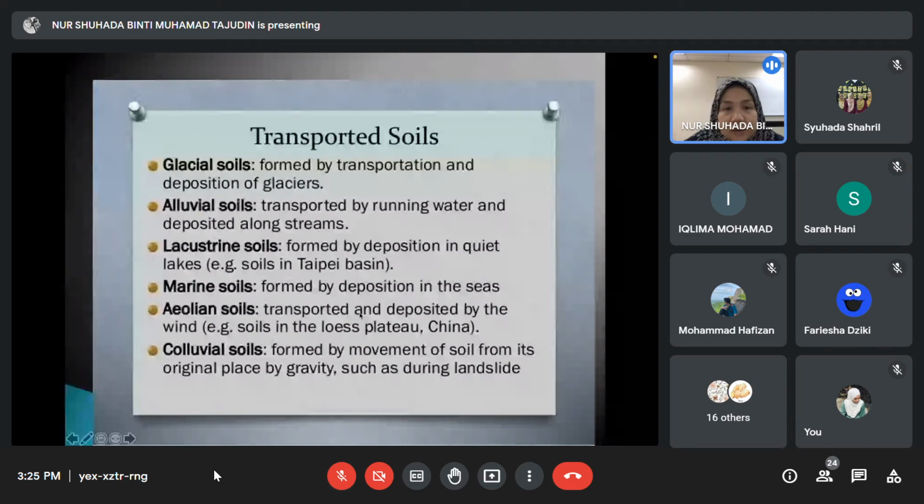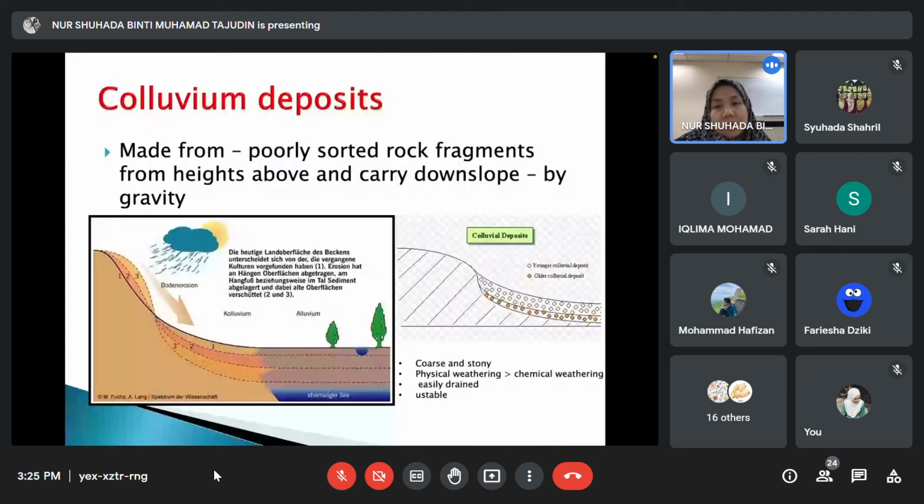Okay, this is colluvium. Colluvium is from the hill move down and it is deposited here. Okay, so kalau soil tu is yang paling bawah, we call it as older colluvial deposit. Sama juga untuk alluvium. The same is with alluvium, we call it as old alluvium. Okay, kalau it's on top of the older one, we call it as a young colluvial deposits.